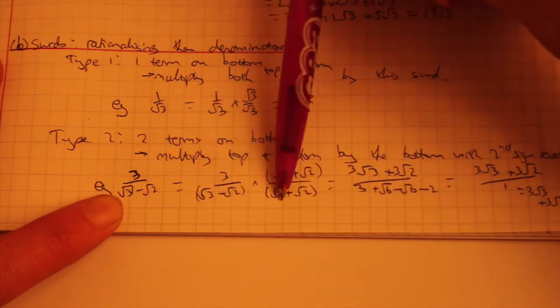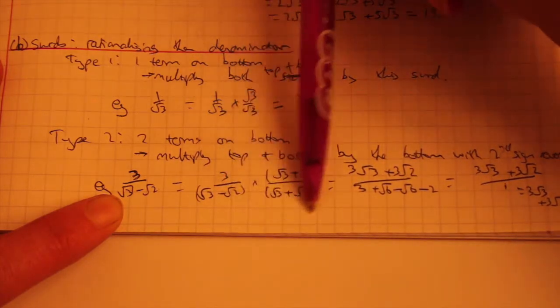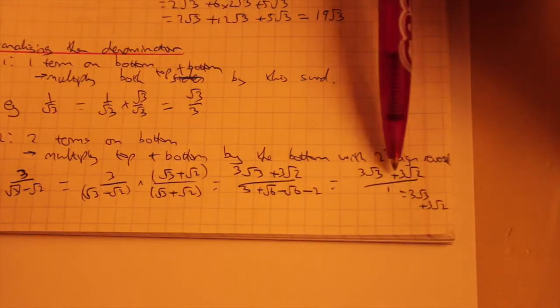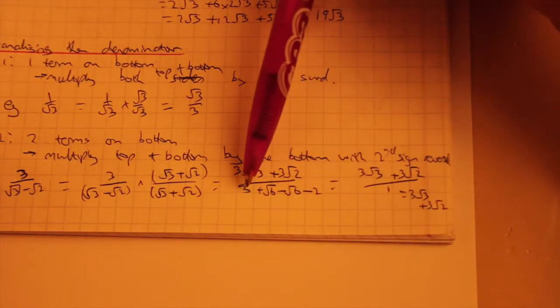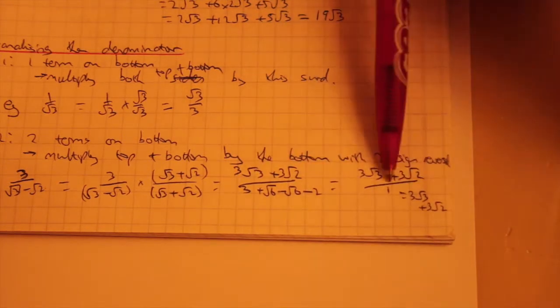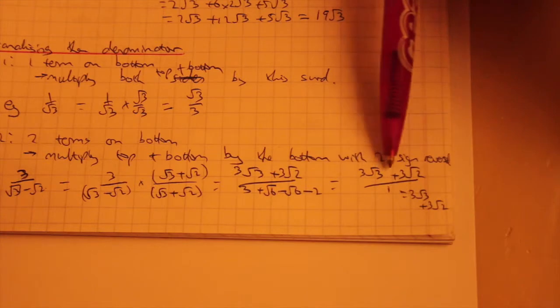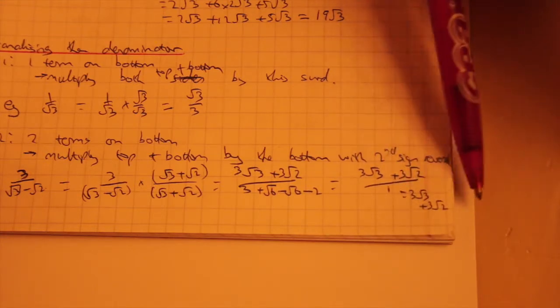Root 6 minus root 6, which cancels off, minus 2. So the top line becomes 3 root 3 add 3 root 2. 3 take away 2 gives you 1. The surds cancel off as they should do in the bottom, giving you 3 root 3 plus 3 root 2.